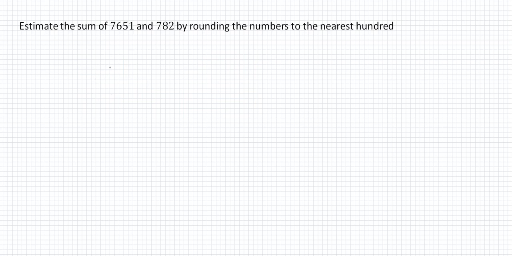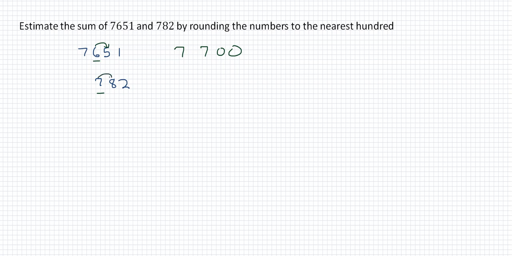Next example. Estimate the sum of 7,651 and 782 by rounding the numbers to the nearest 100. So we look at the 100 position here, which is 6. And then we look at the number to the right. This is 5. Anything 5 or greater is going to round up. So we now have 7,700.